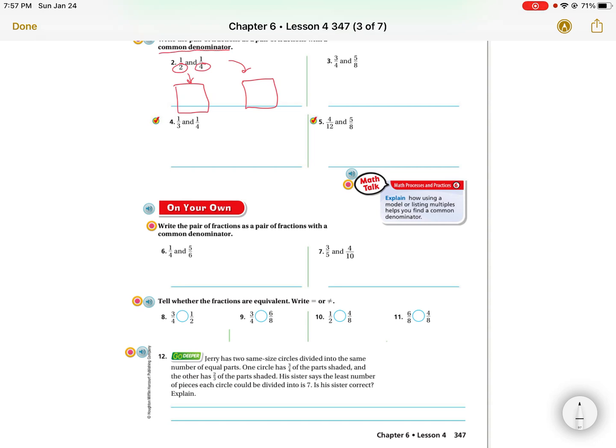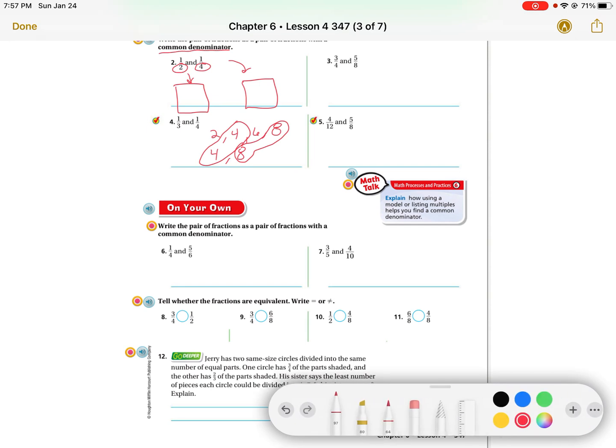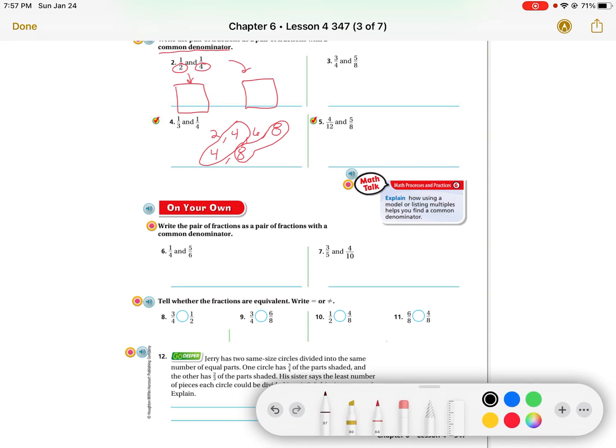So count by 2s. 2, 4. Oh, I can keep going. 6, 8. The other denominator, I'm going to count by 4s. And see it? Now, 8 is also a common multiple. I could actually use either one. I always like to use the smallest. Okay? We call that, as we get older, our least common denominator.